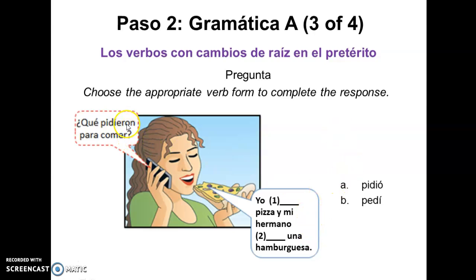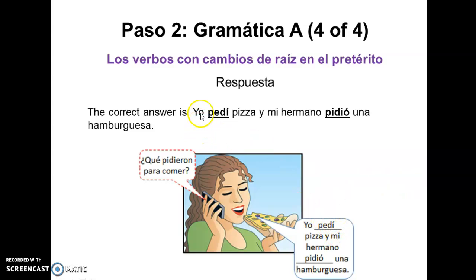For example, here, pedir. We're using the same verb, pedir. ¿Qué pidieron para comer? So she's asking someone, what did you order to eat? And then she's also answering, saying, I ordered something. In this case, pizza, and my brother ordered a hamburger. And as we can see, we will see this change in the verb. This is how it would look. Yo pedí pizza, so she's saying I ordered pizza, y mi hermano pidió una hamburguesa, and my brother ordered a hamburger. So very different they look, how these verbs look when they are conjugated, because they are stem changing verbs.